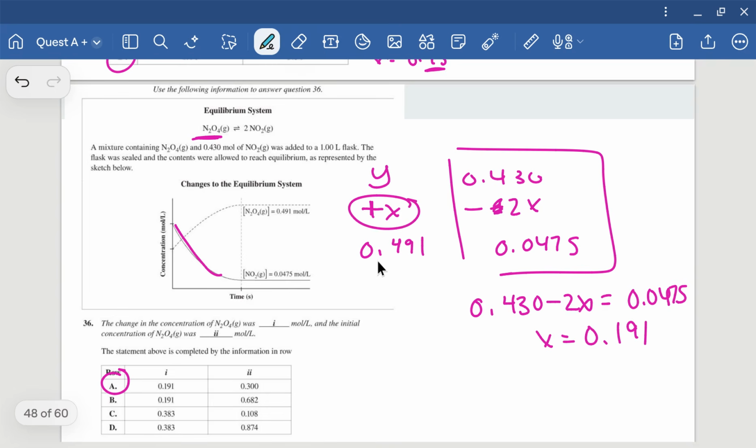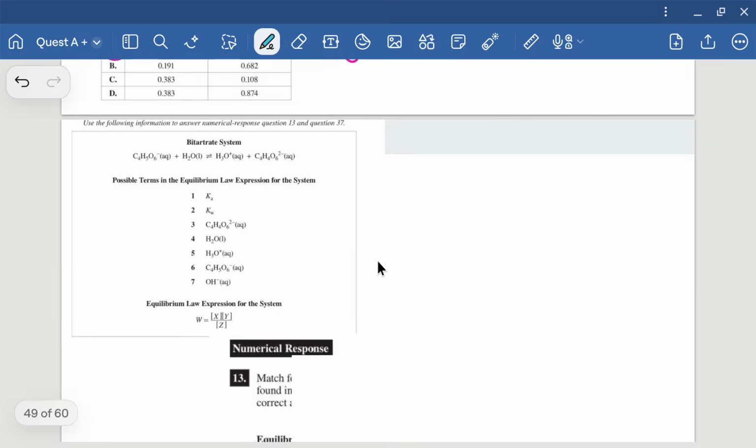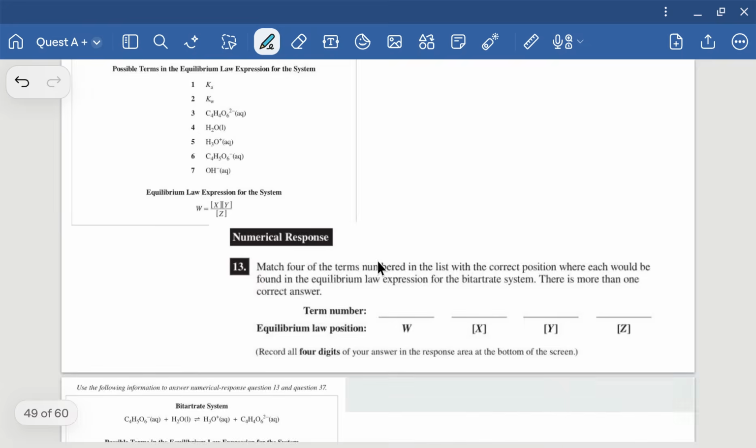And then once you know x, and if we say y plus x equals 0.491, and you know your x value, you'll see that your value is going to be A. Okay, so again, I apologize for that, but I'm glad I figured that out, and it was just, again, my reading questions. Okay, question number 13, you have some information, and then you need to match.